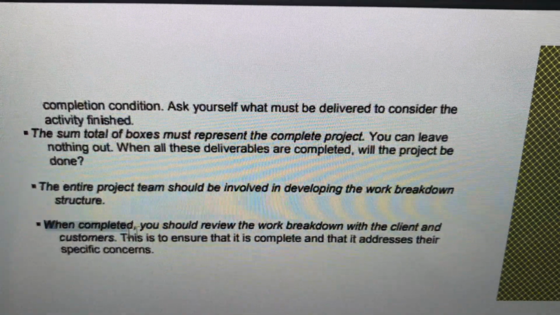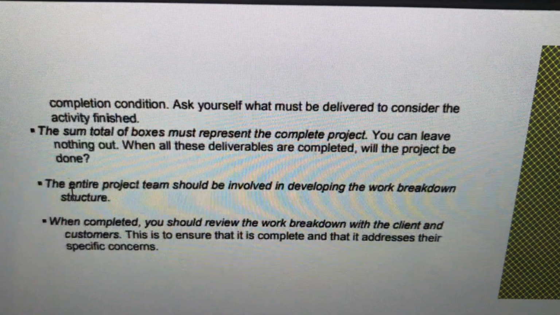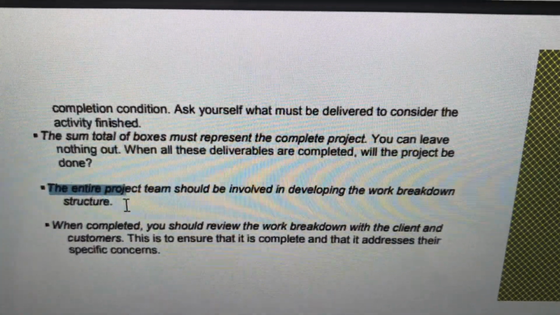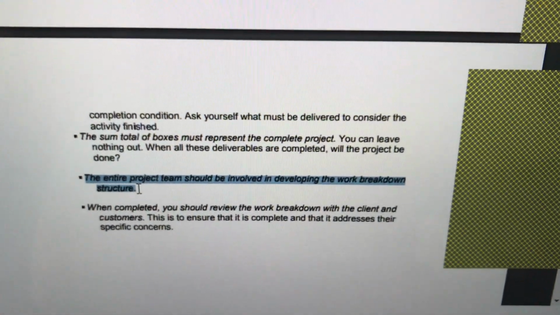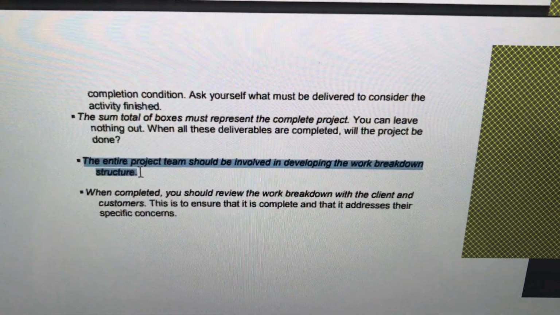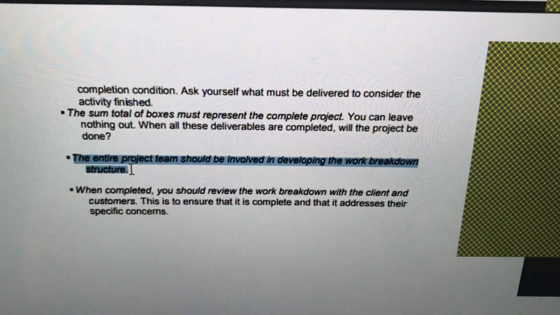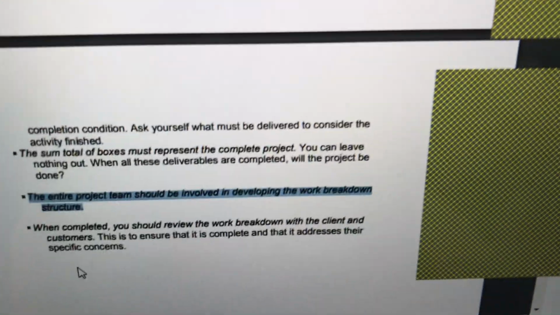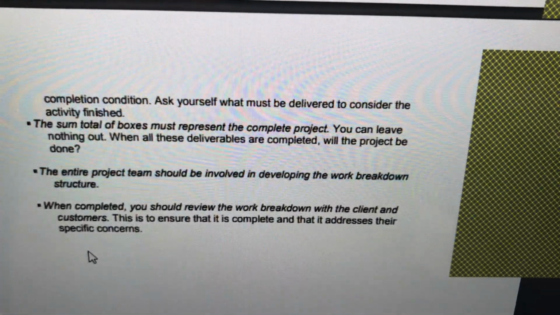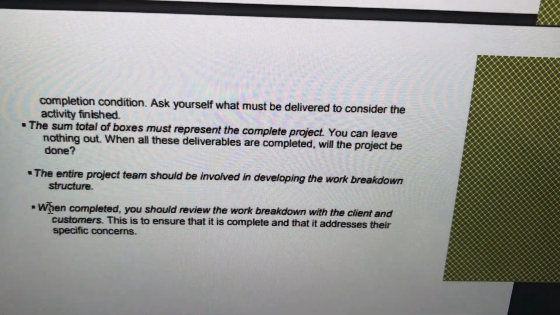When completed, you should review the work breakdown, because there was a question sometime back. Hey, should the entire team be involved? And I said, the entire team need not be involved. Why? Remember, in the planning stage, all the project team members are not even hired. Those who are hired in the planning stage, we need to get involved. So you have to see it in the context of the phased hiring that happens.